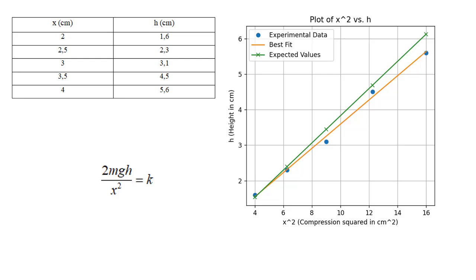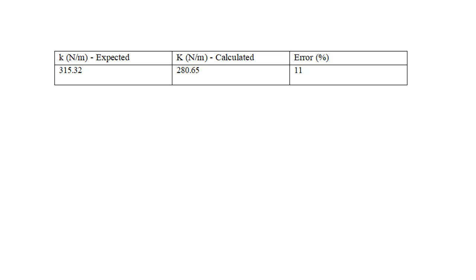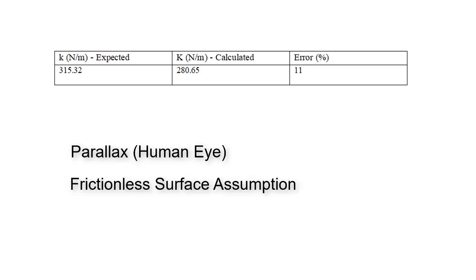There are some measurement errors, which obviously can come from the human eye and the assumption of a frictionless surface. Basically, we have air resistance and we have friction, even though we try to minimize it. Although there are some errors like that, the percentage of the error is around 10%, which is good for our estimation.